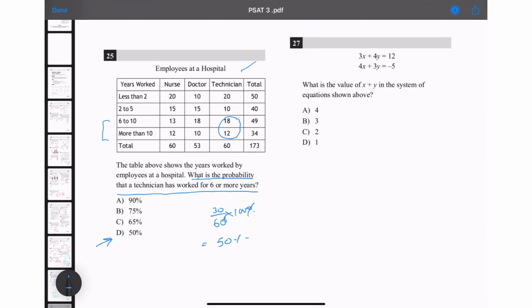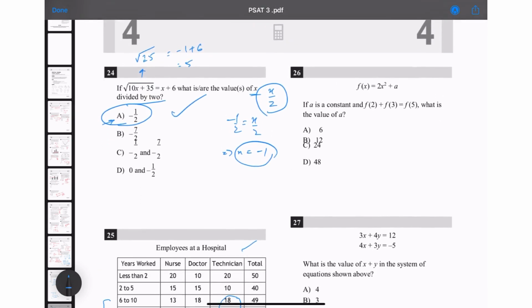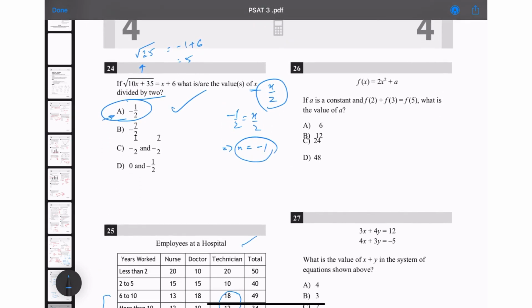Good to get going. So we are very near, only 6 more questions to go, and we still have a lot of time because the time was around 45 minutes. Next question is f2 plus f3 is equal to f5. What is the value of a? See, this is also a very good question. Let me change the pen now.